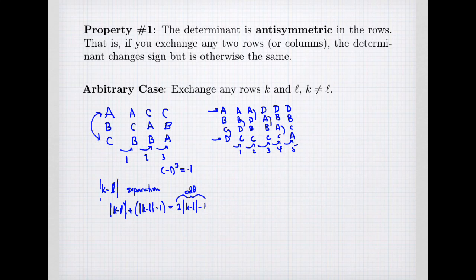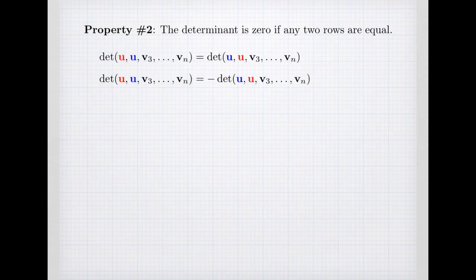So it doesn't matter how far apart two rows are. If you want to swap them, the determinant will always change sign by -1. Okay, we have our first row operation rule. If you swap two rows, it changes the sign of the determinant. And there's a cool consequence of that. The consequence is that if you take the determinant of a matrix where two rows are the same, the determinant has to be 0.